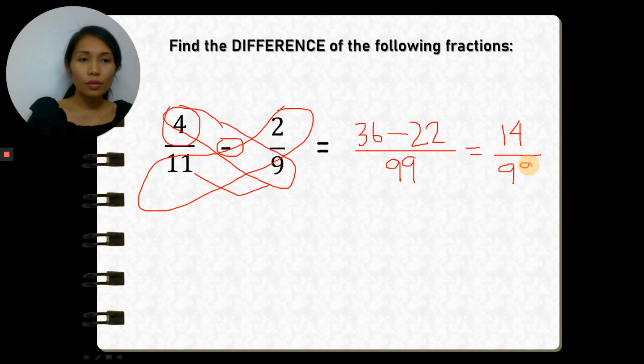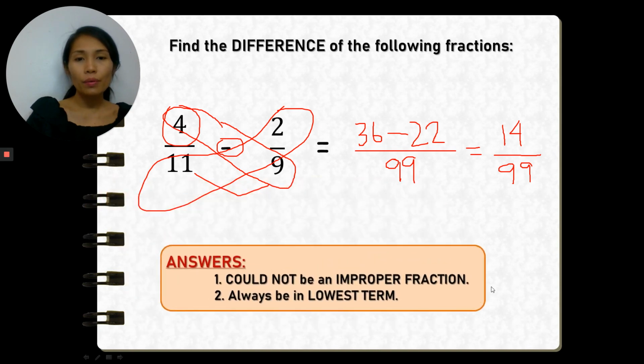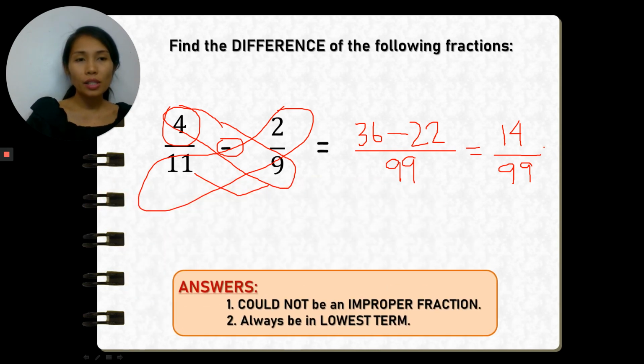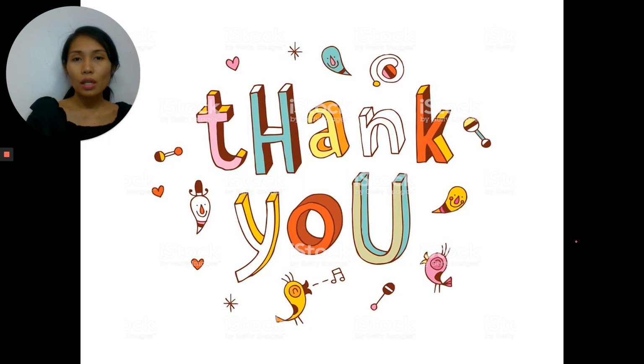Denominator 99. Is it an improper fraction? Yes, it's an improper fraction. And is it in the lowest term? Yes, it's already in lowest term because there's no more factor we can use to divide 14 that is also divisible to 99. So that's our final answer, 14 over 99.